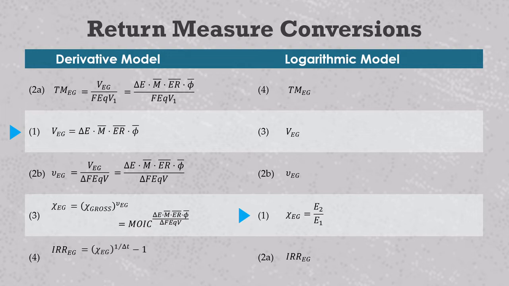Now the value creation IRRs, these are calculated like a CAGR. You raise the multiplier to a power of 1 over the holding period, and then you subtract 1. If you did all this in one step, you'd get a formula that looks like this. Now over here in the logarithmic model, the technique for converting a multiplier to a value creation IRR is the same, but the formula is a lot cleaner because we start with a much simpler equity return multiplier.